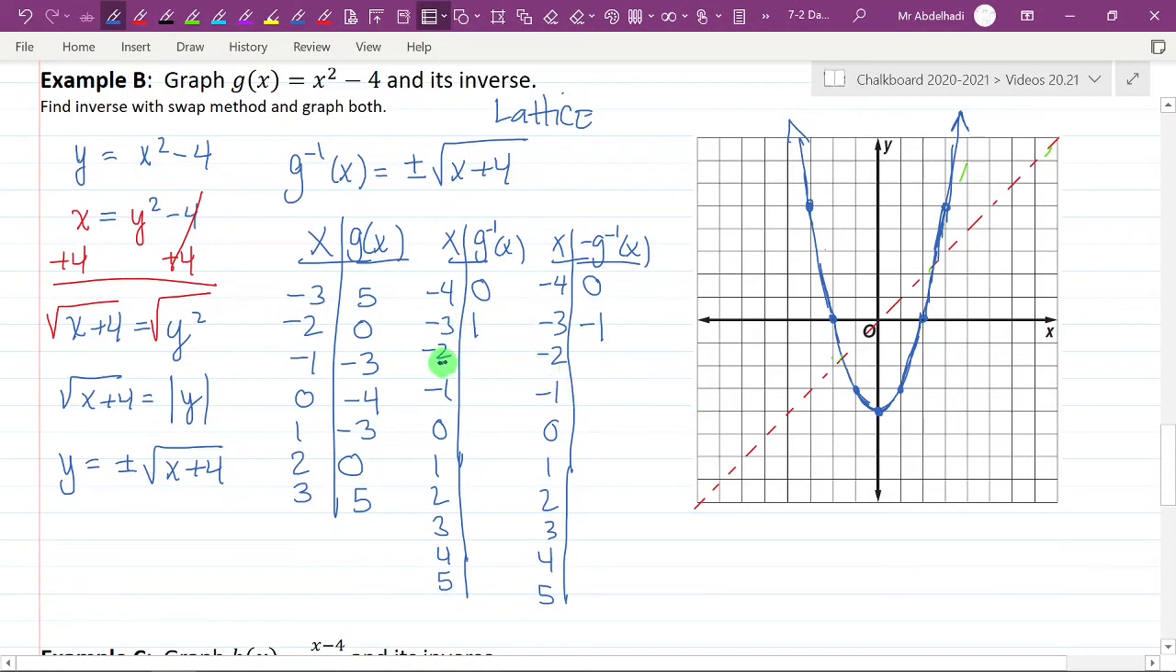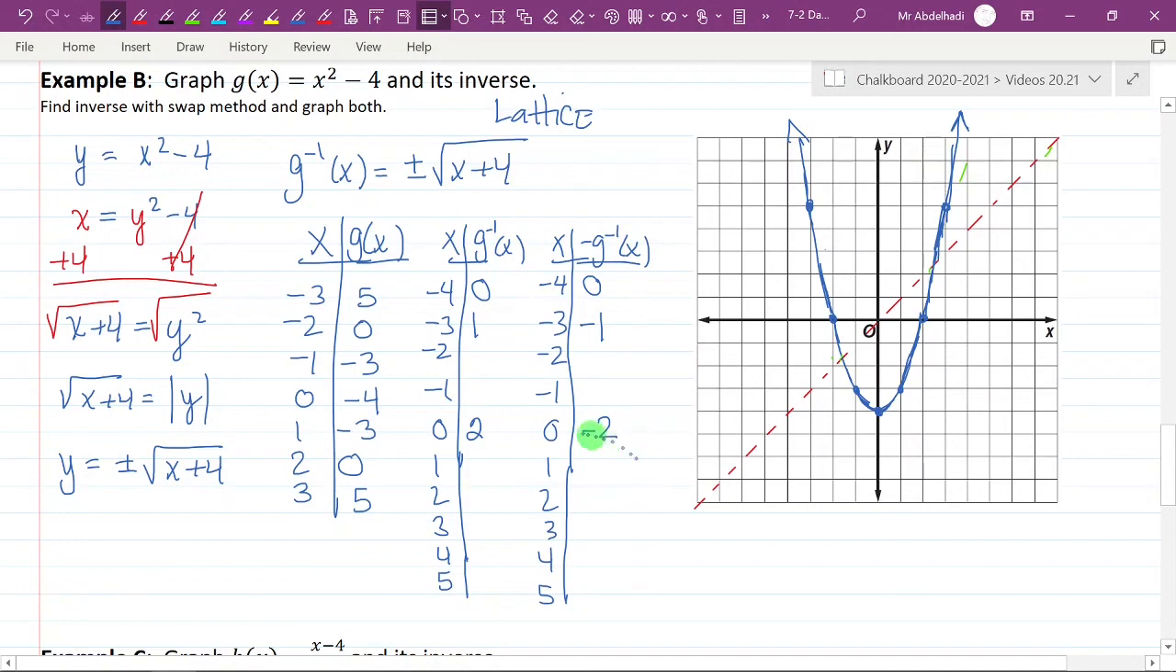Now, for negative 2. Negative 2 plus 4 is 2. The square root of 2 is a decimal. I'm going to skip that because it's going to be an irrational number, and I don't want to go to 1.41 whatever, okay? So I'll skip it because it's a decimal. Negative 1. Negative 1 plus 4 is 3, and the square root of 3 is irrational, meaning a crazy decimal. I'm going to leave it alone. How about 0? 0 plus 4 is 4, and the square root of 4 is 2. That one works. And for the negative function, this will be negative 2.